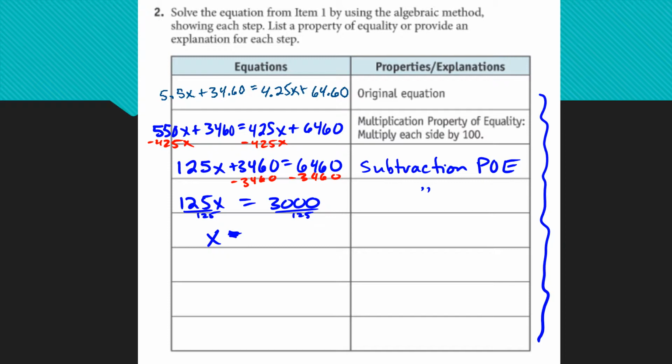So that should be an equal sign there. x equals 24, hopefully. And that would be the division. We just divided, division POE.